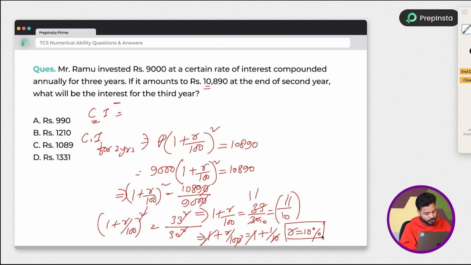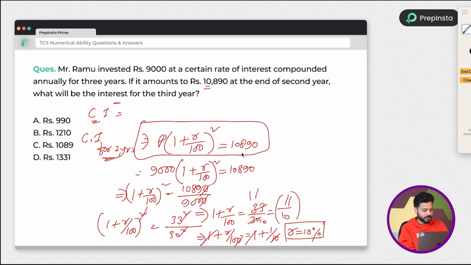Are you okay till here? All you have to remember is this. The formula for 2 years is this. We also discussed the formula for 3 years. Guys, do you know the formula for 3 years? If yes, you can comment down in the comment section to maybe get lucky. Right? So R equals 10.